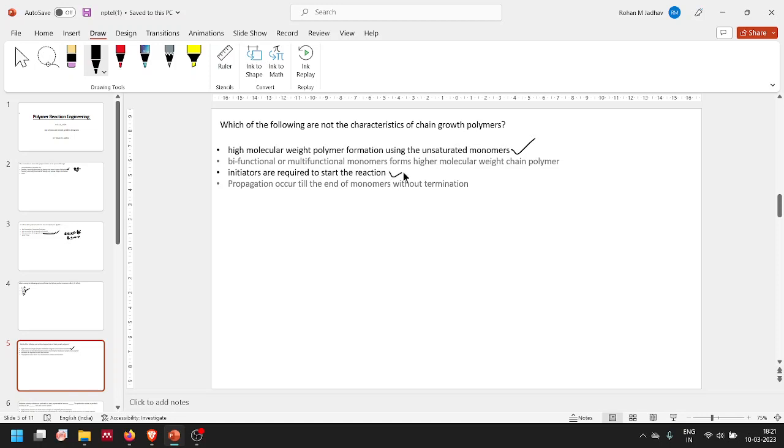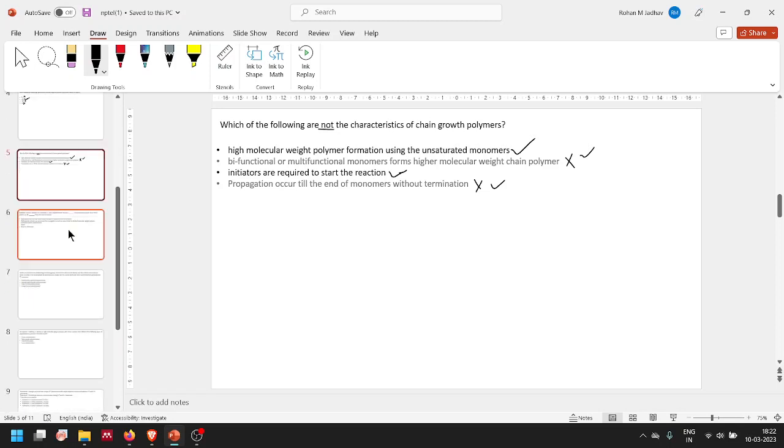Initiators are required to start the reaction. Yes, initiators are required to start the reaction, so this is also a characteristic of the chain growth polymer by basic definition. Since we are supposed to find the characteristics which do not define chain growth polymers, the first one would be this one, and next would be: propagation occurs till the end of monomer without termination. This propagation will not occur till the end of the monomers without the termination reaction, and this is also not a characteristic of a chain growth polymer. So the correct answer would be the second one and the fourth.